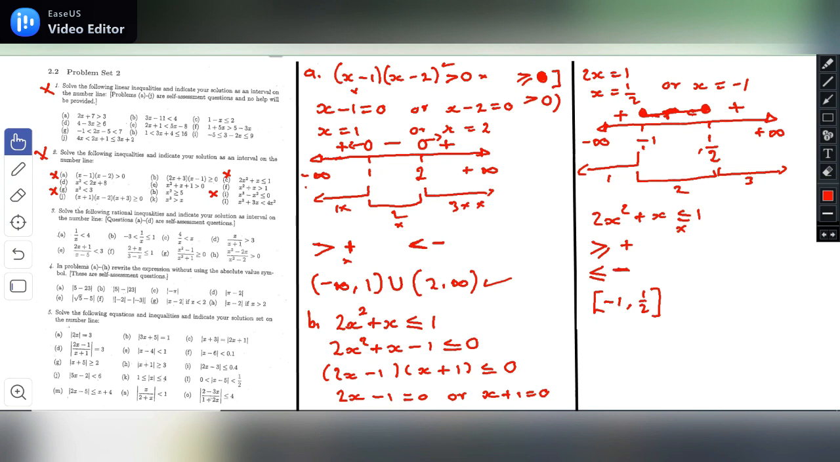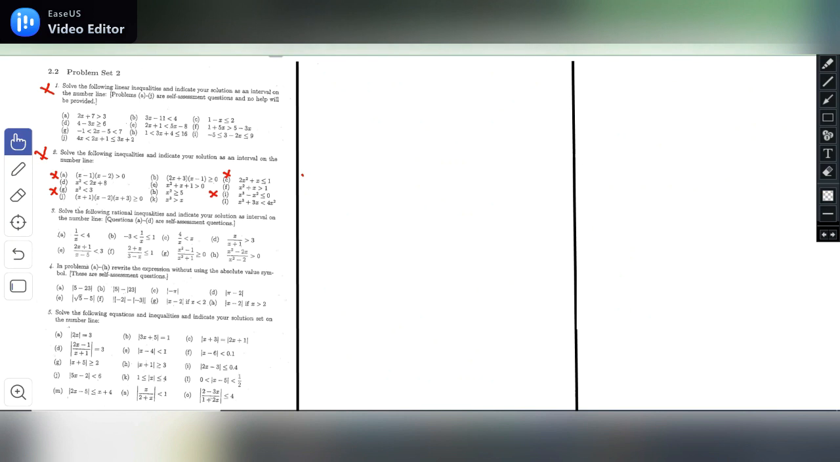Can you guys see it? This is how we do it. So now we are going to the third example. Let me just erase a few things here. Okay guys, so now let's do letter G, which is example 3.